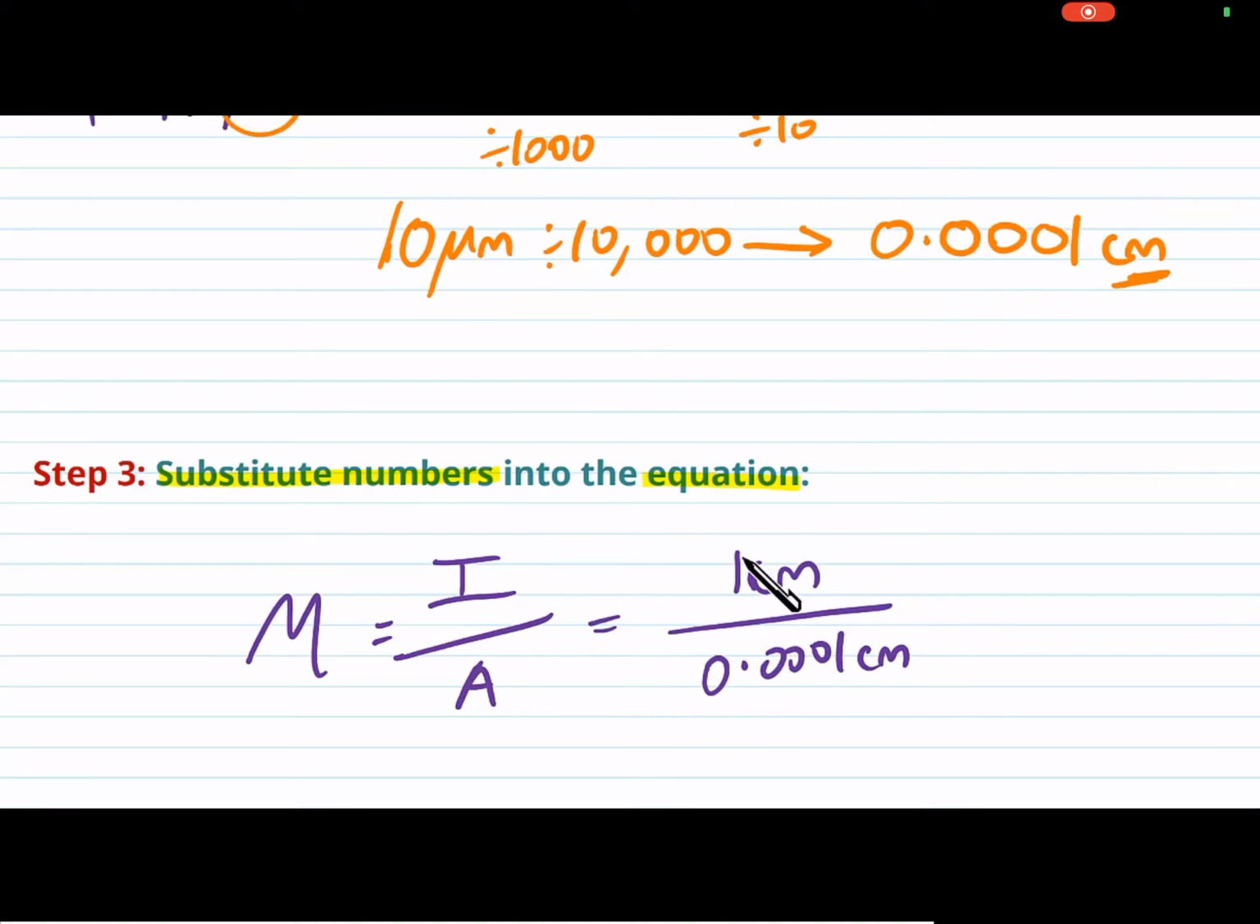And if you divide 1 by 0.0001, you get 10,000. And because it's a magnification, there's not any units, but you put times, or 10,000 times. So the magnification is 10,000 times. So that means whatever we're looking at is actually 10,000 times bigger than what it is in real life.